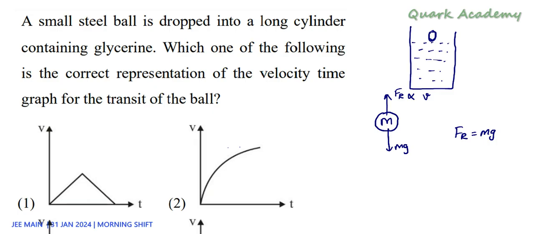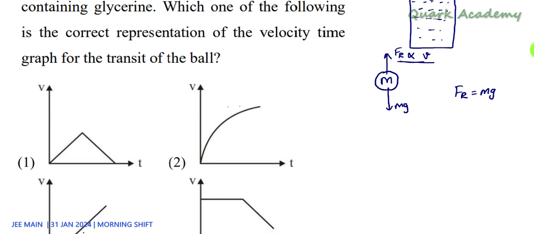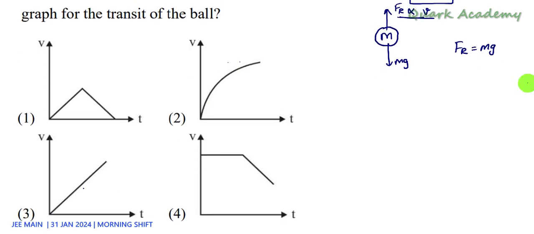Also, we can solve this problem based on a differential equation as well. As we know that this resistive force is directly proportional to velocity, we can just write an equation and then solve it. But let's not do it that way. With the idea of terminal velocity, we'll just try to figure out which option is the best one.